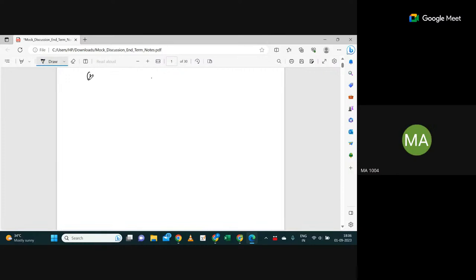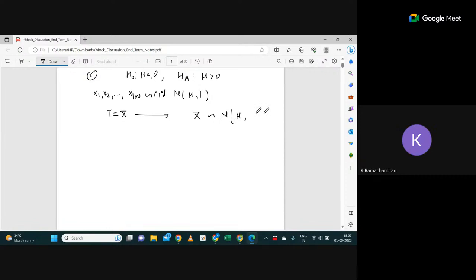H naught is mu equal to zero, and the alternative is mu greater than zero. X1, X2, up to X100 are IID samples from normal with mean mu, and the variance is known to us. If the test statistic is T equal to X bar, before computing alpha, what will be the distribution of X bar? X bar will be normal with mean mu and variance sigma square by n. Sigma is one and n is 100, so the variance is 1 by 100. So far so good, right?